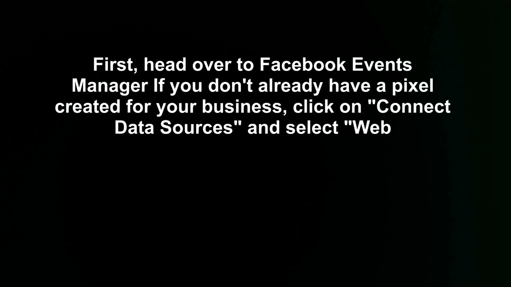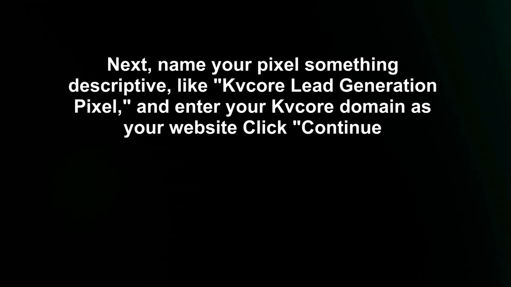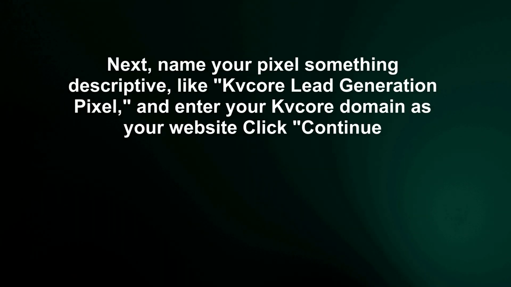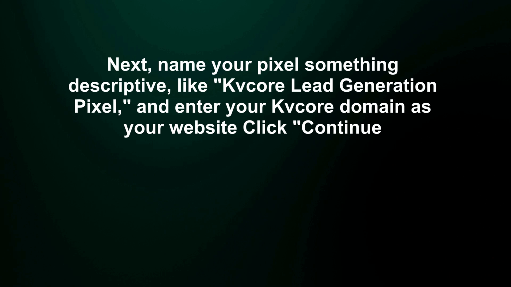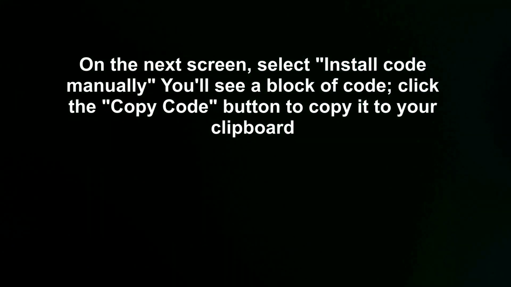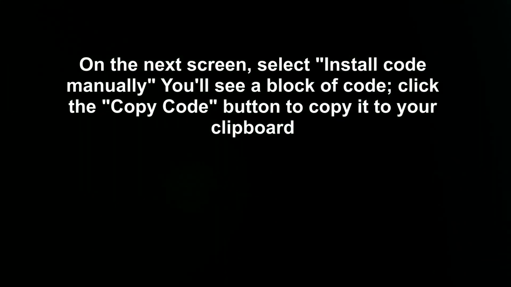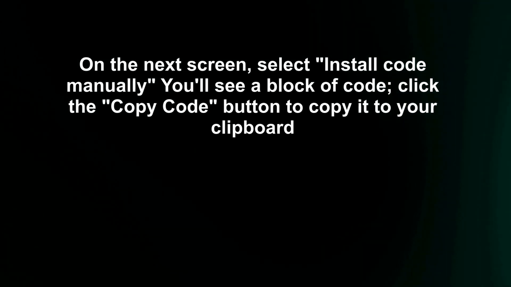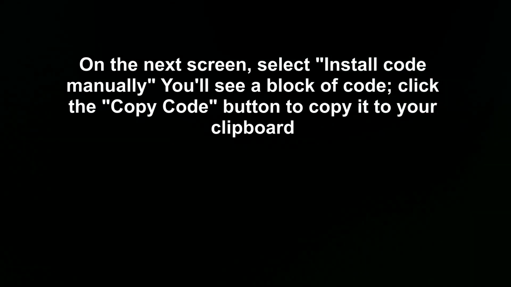Click on Connect Data Sources and select Web. Next, name your pixel something descriptive, like Kvcore Lead Generation Pixel, and enter your Kvcore domain as your website. Click Continue. On the next screen, select Install Code manually. You'll see a block of code. Click the Copy Code button to copy it to your clipboard.